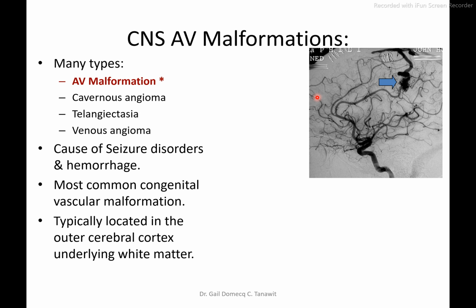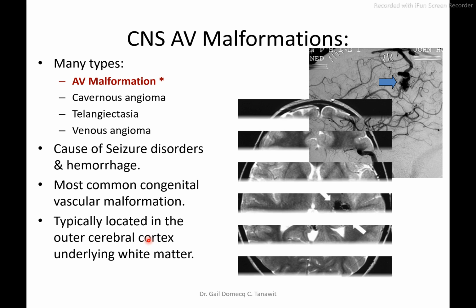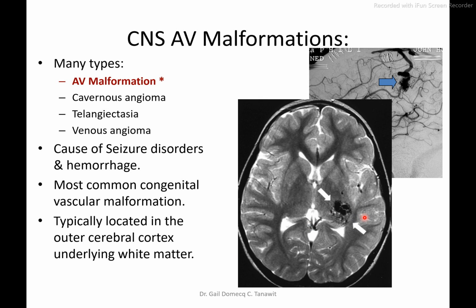For the CNS AV mal, ito yung mga AV malformation. There are many types: cavernous angioma, telangiectasia, venous angioma. It can cause seizure disorder and hemorrhage. Most common is a congenital vascular malformation, typically located in the outer cerebral cortex and underlying white matter. So this is your AV malformation. So it's not a tumor. Tignan nyo, maitim. So ibig sabihin, hindi siya mass. It's an AV mal. It's a blood vessel defect, arteriovenous malformation. Mali ang kanilang pagtatagpo.